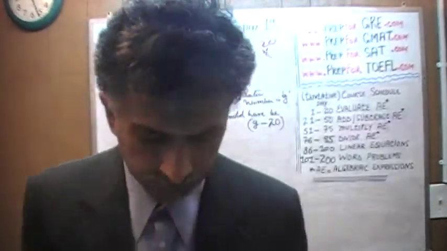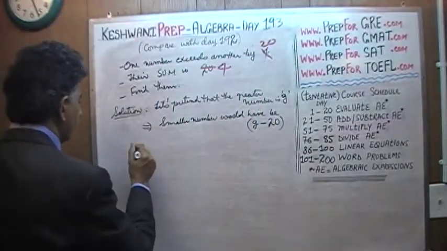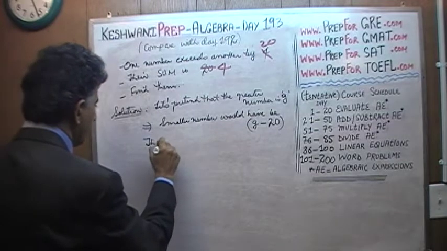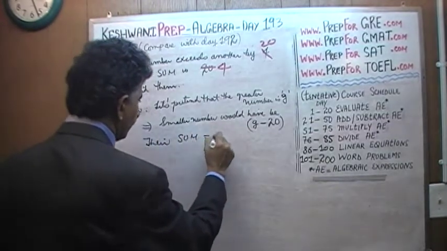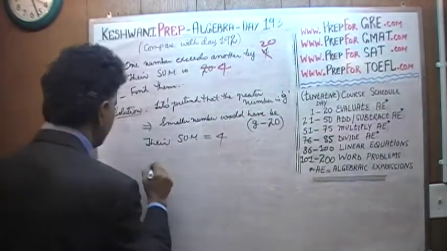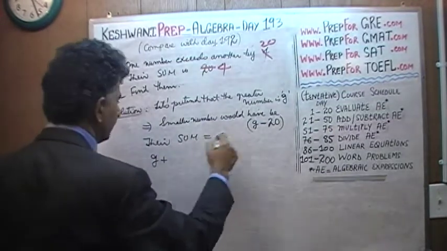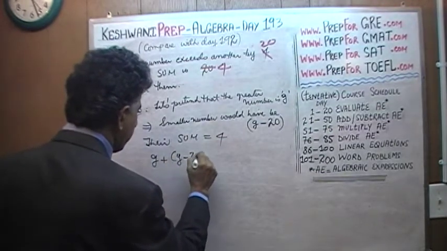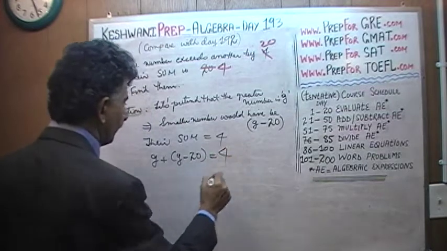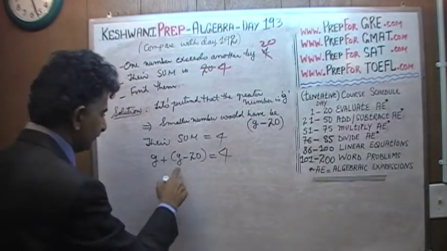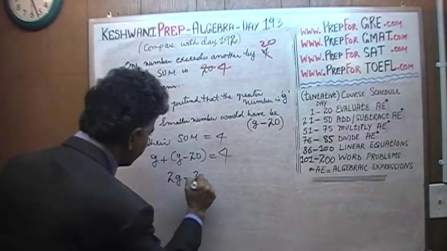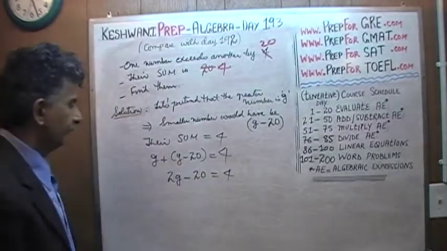And we are told that their sum equals 4. So here's our greater number, G, here's our smaller number, G minus 20, and their sum has to equal 4. G plus G is 2G, minus 20 equals 4.